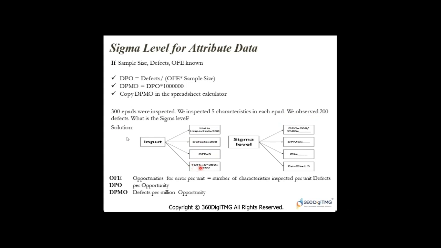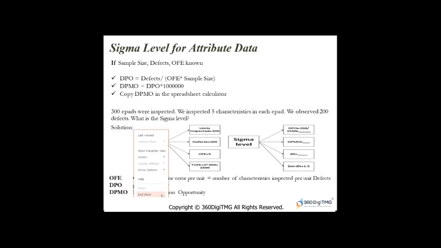So what is total opportunity for error? It is opportunity for error, which is 5, multiplied by 300, which is units inspected, and the count is 1500. What is defects per opportunity? It is number of defects, which is 200, divided by 1500. Opportunity for error multiplied by the sample size. Yeah. All right. You just need to key in these values into your spreadsheet calculator and you'll get the result.